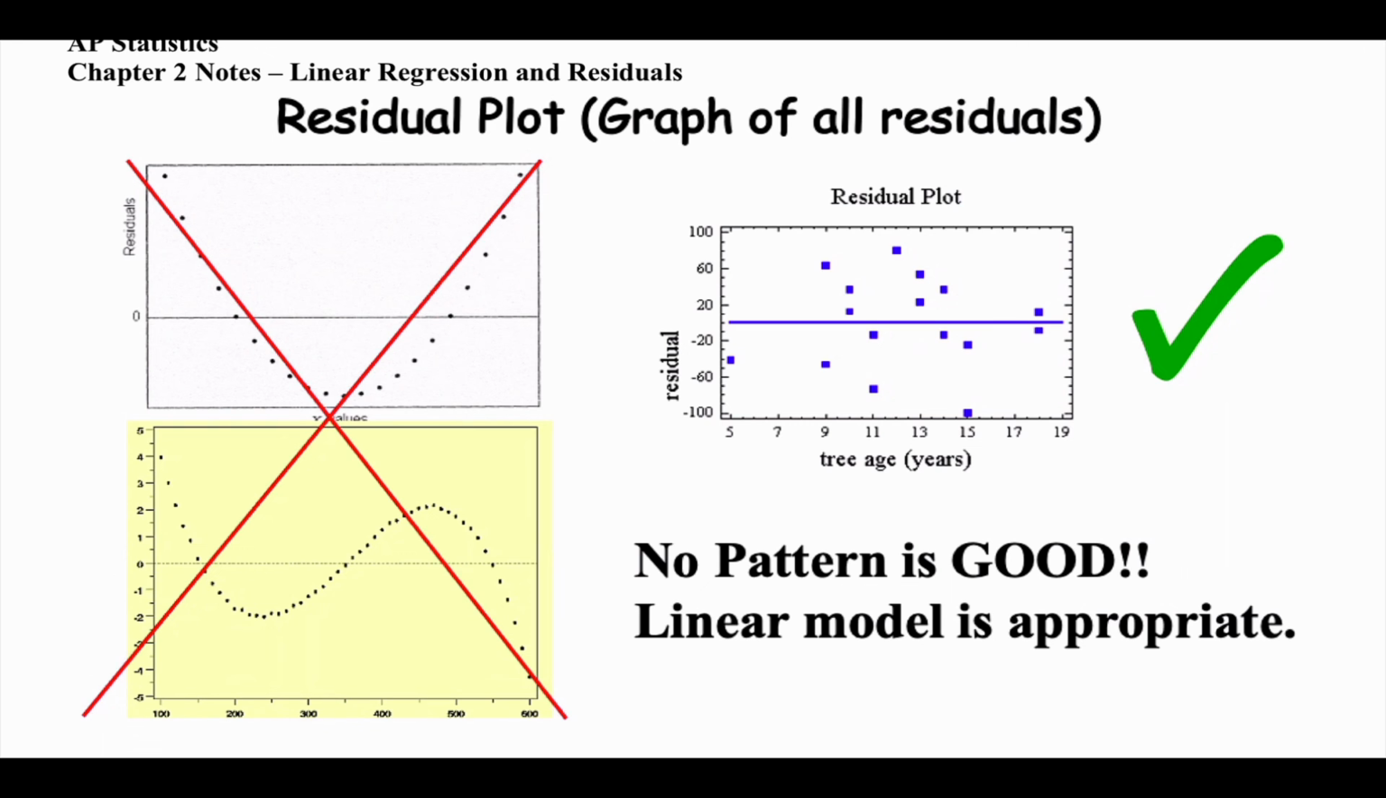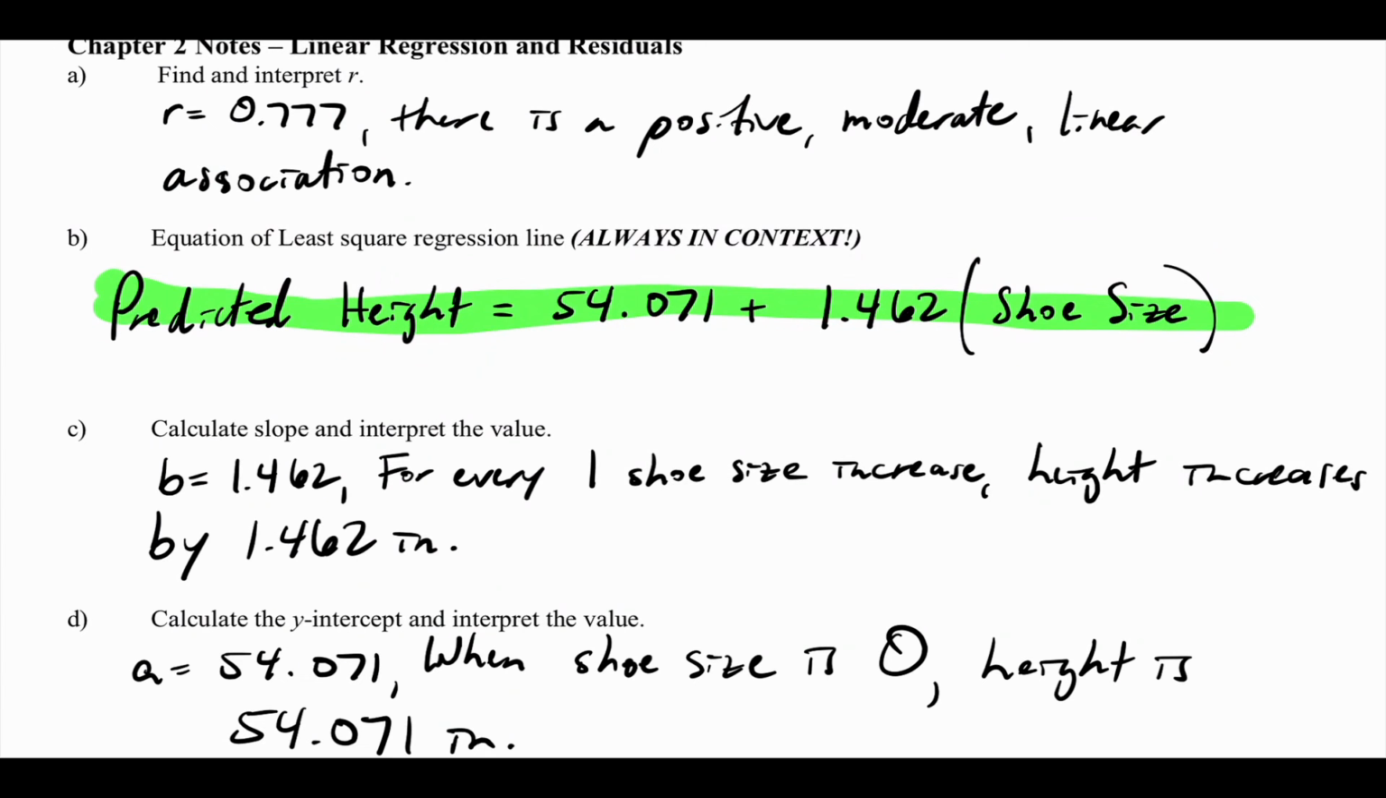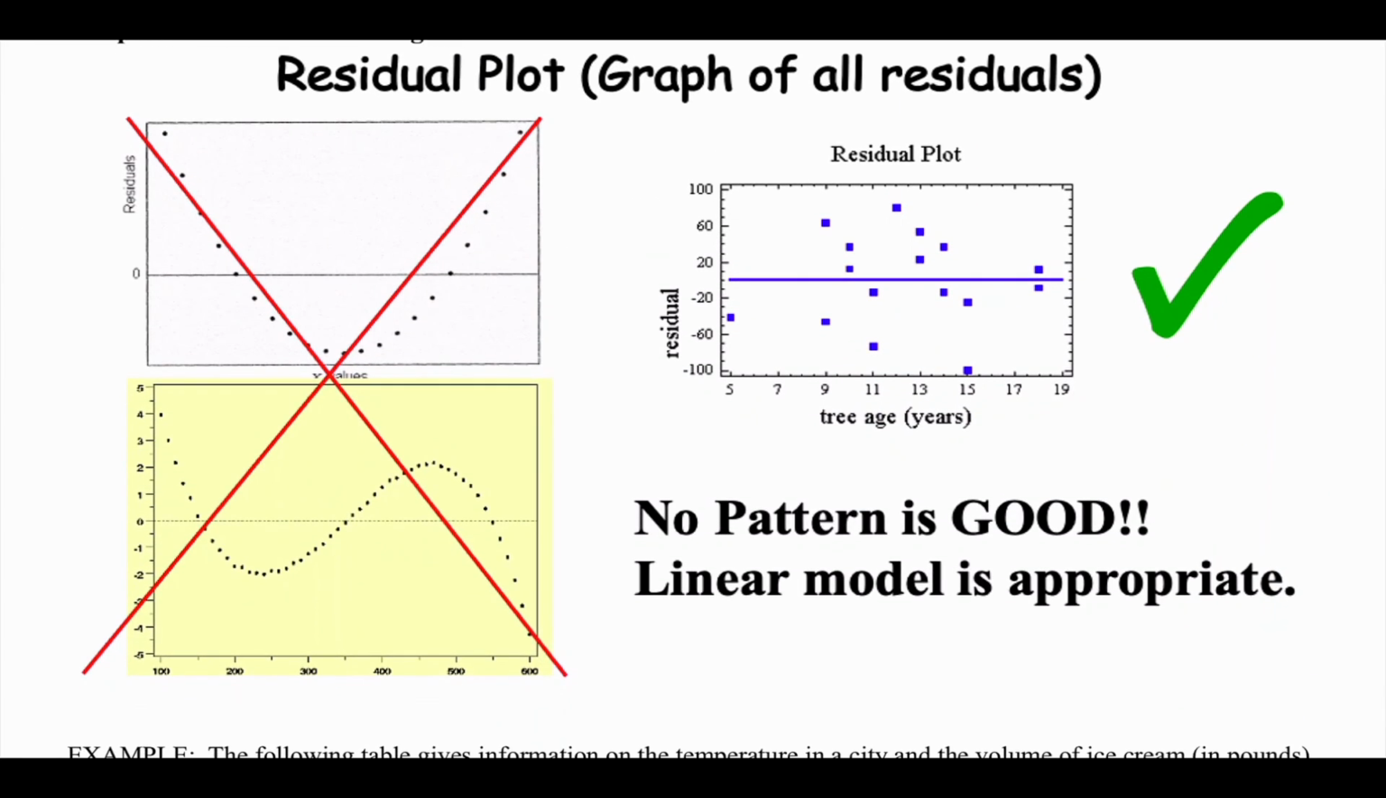There's no real pattern. What that means is no pattern is good for a residual plot. This is only for a residual plot. No pattern is good. It means a linear model is appropriate. It means you can have confidence in using the equation. I can have confidence in using this green equation. Okay? If I got a pattern, that means it's not good. It's not appropriate to use that equation.